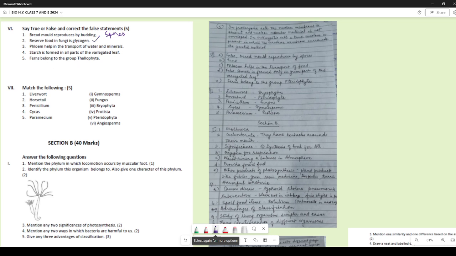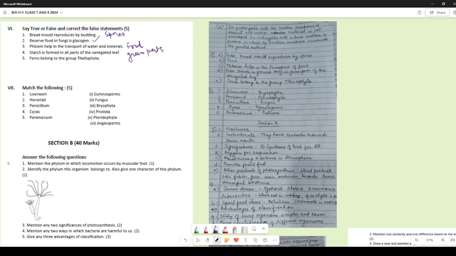Phloem helps in the transport of water and minerals. No, xylem helps in the transport of water and minerals. Phloem helps in the transportation of food. Starch is formed in all parts of the variegated leaf. No, starch is formed only in the green parts of the leaf.